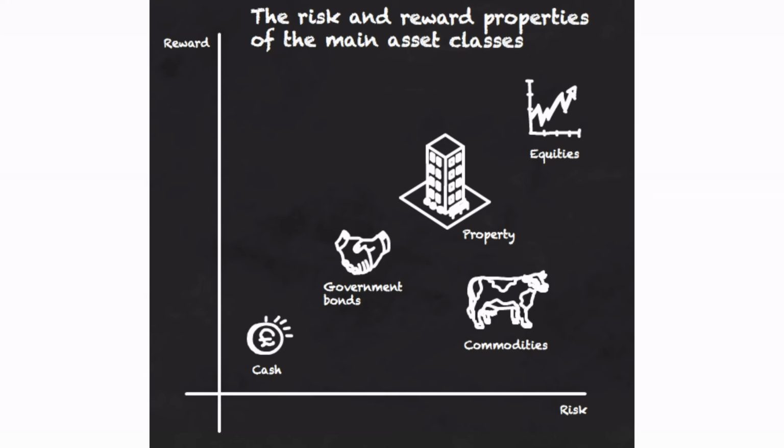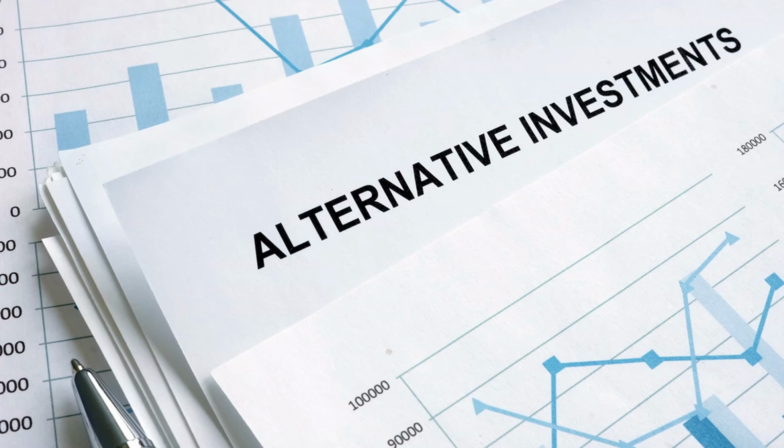Holders of preferred stock don't have voting rights but do receive preference over common shareholders in terms of the dividend payments. Now, those are the main ones, so let's talk about some of the alternative ones, right? Because there's a vast universe of alternative investments, right?